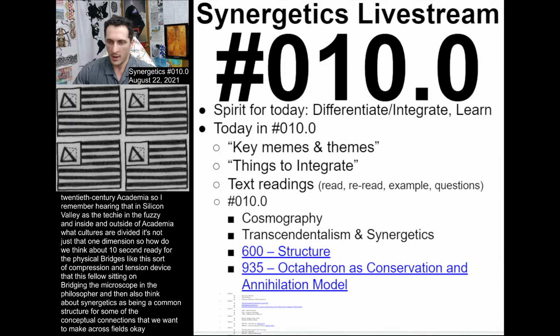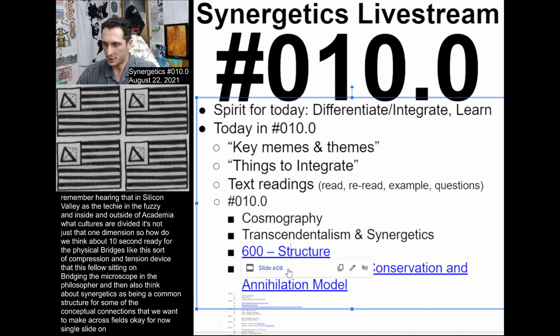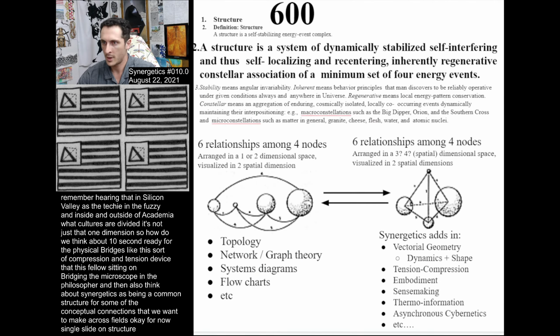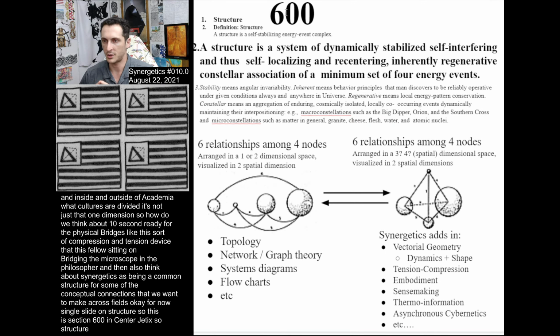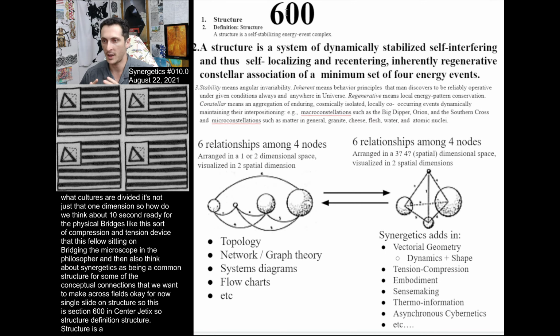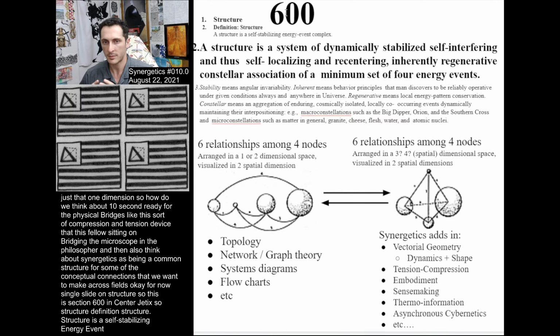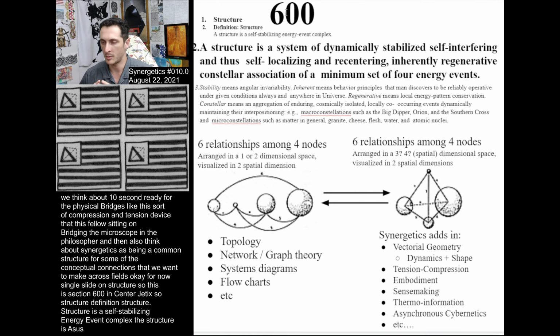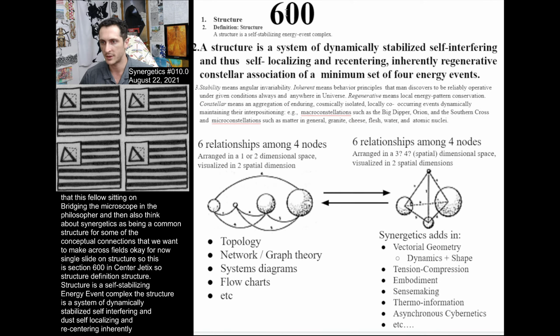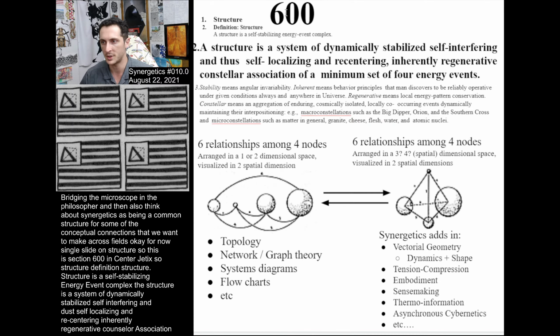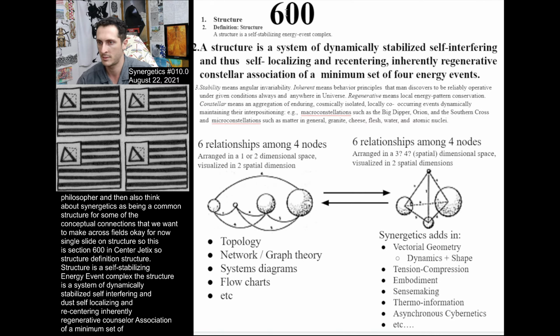Okay, for now a single slide on structure. So this is section 600 in Synergetics. Structure, definition: a structure is a self-stabilizing energy event complex. A structure is a system of dynamically stabilized, self-interfering, and thus self-localizing and recentering, inherently regenerative constellar association of a minimum set of 4 energy events.